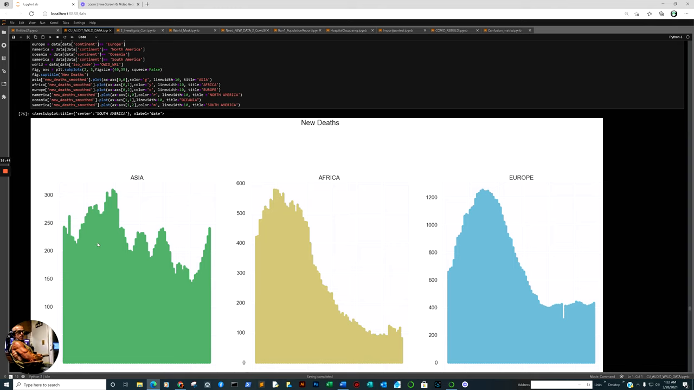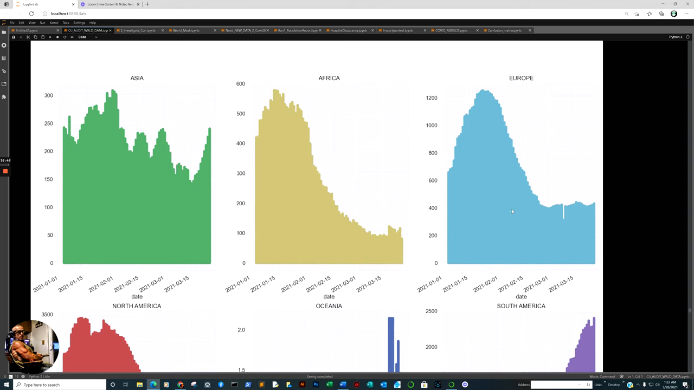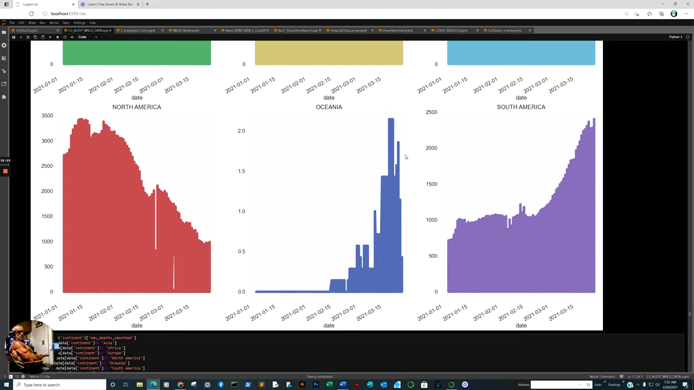Here we are, new deaths. Asia, Africa, Europe, flat. Now this is kind of choppy. This is just telling me, but look at the y-axis. 4,463,000,000 people. Africa, Europe, North America, thank goodness, dropping. Oceania, it looks scary when you don't have a y-axis. Look at 2,000, 3,500. South America, this is our concern.